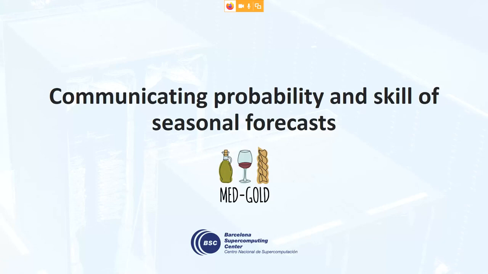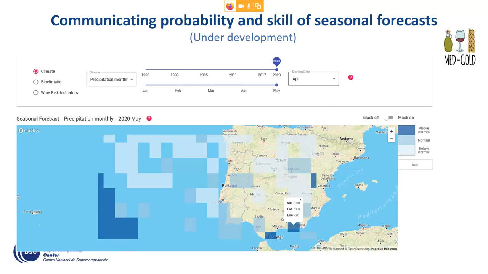And finally, I'm going to move to the visualization developed under MedGold that I'm sure you have seen in previous sessions. So I'm going to be fast, but I want also to highlight these different aspects. As you know, it's a dashboard that is still under development, so it's not finished yet. But what you can see is that in this occasion, we are also using terciles. So what you can see in the map is the most likely tercile, either above normal, normal, or below normal. In this case, for monthly precipitation as well.